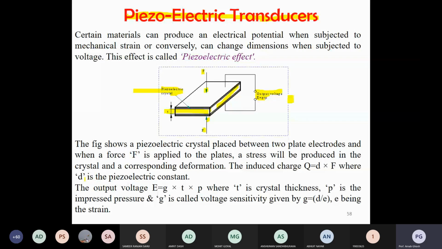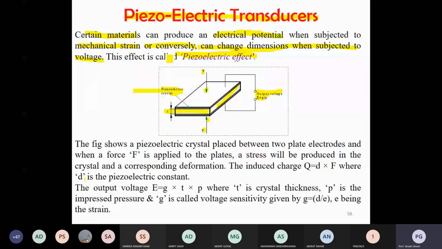Some materials can provide an electrical potential when subject to mechanical strain, or conversely can change their dimensions when subject to voltage. This effect is called the piezoelectric effect. It means some crystals, when mechanical force is applied across the sensor or transducer crystal, give some output voltage.